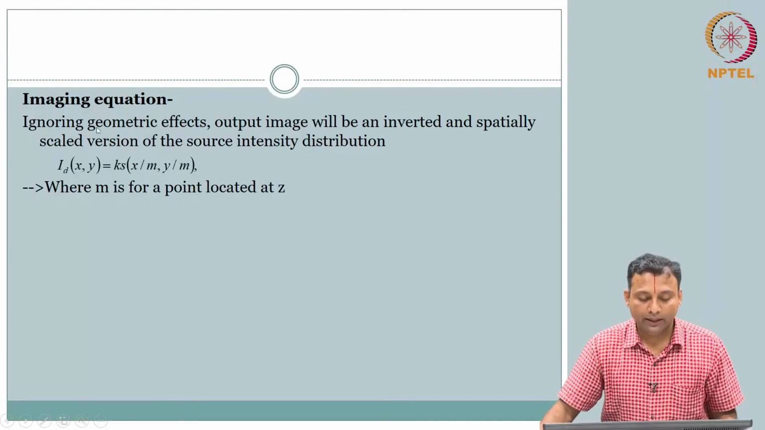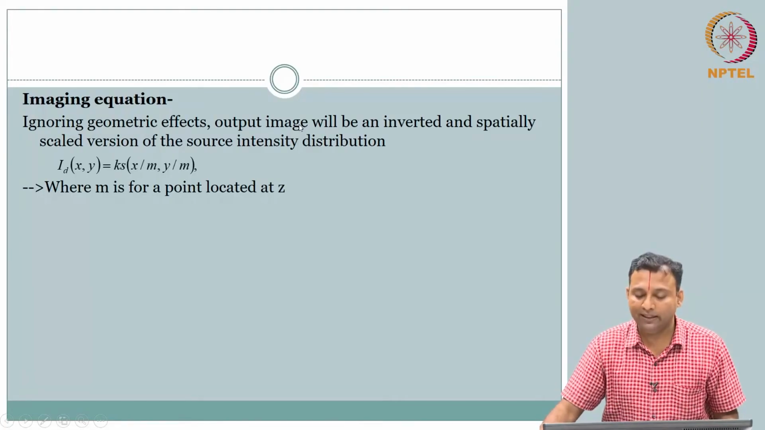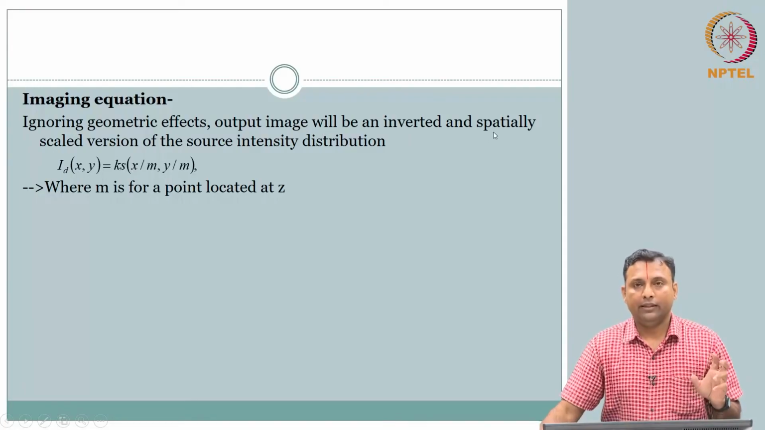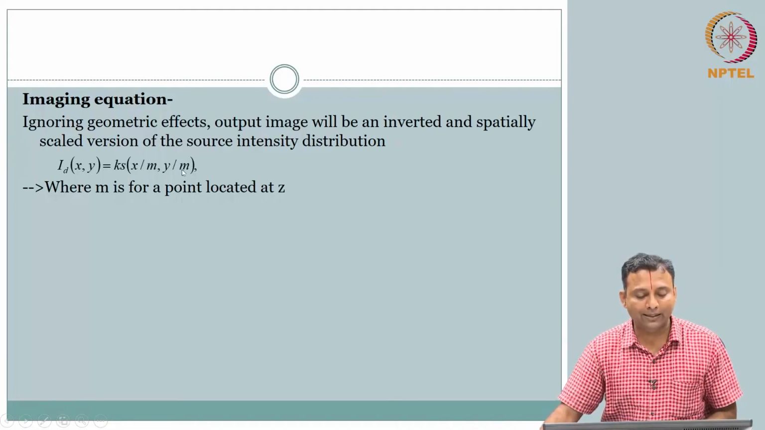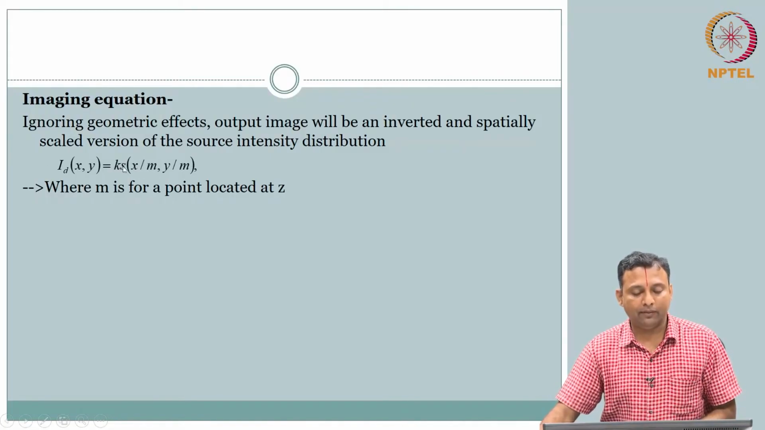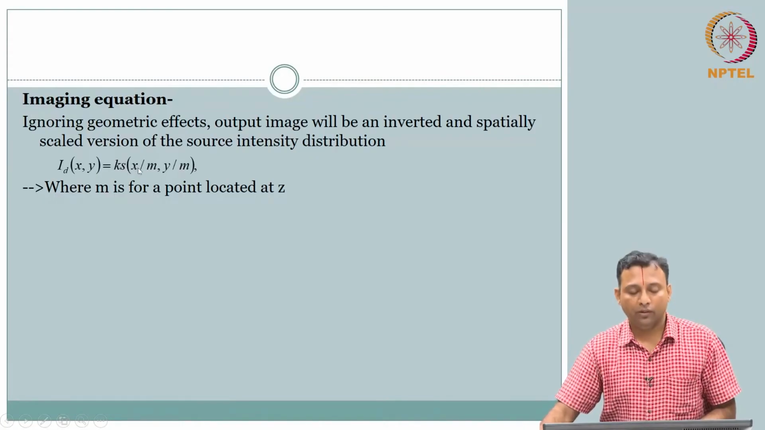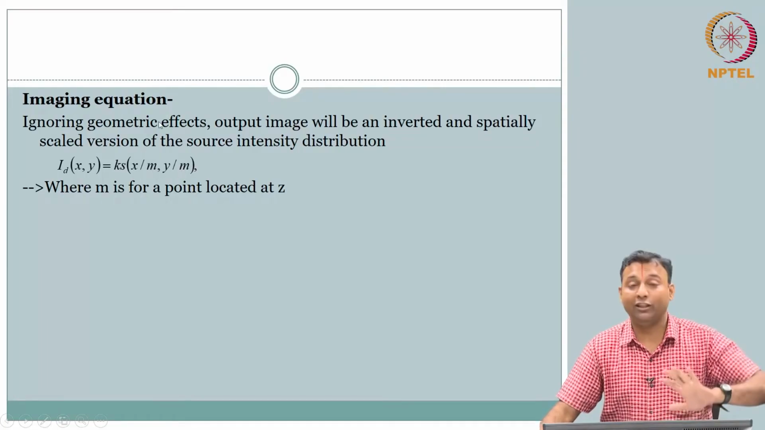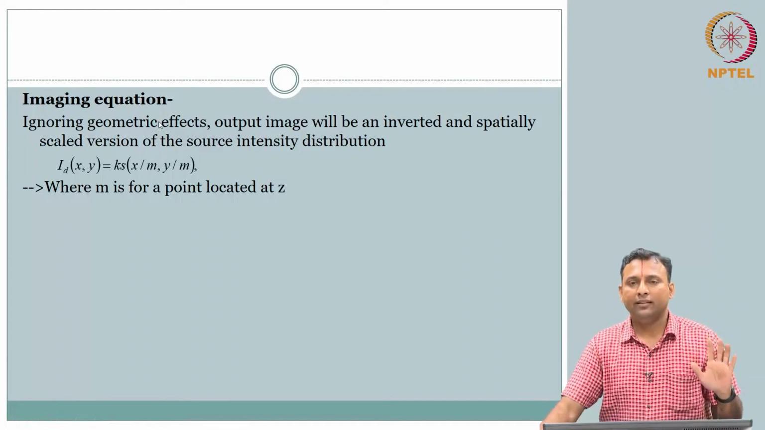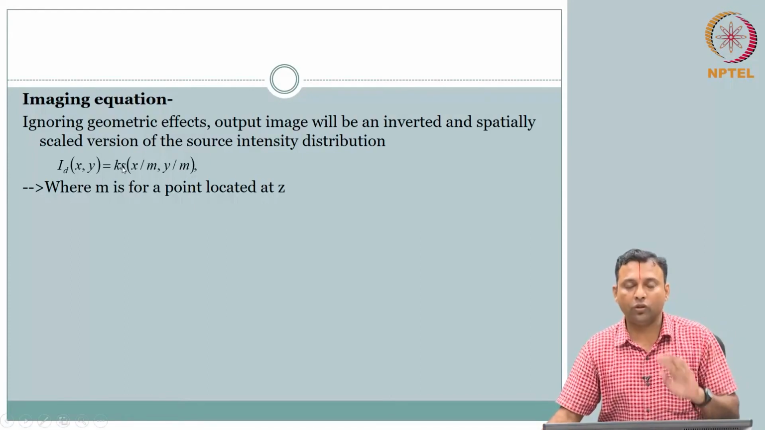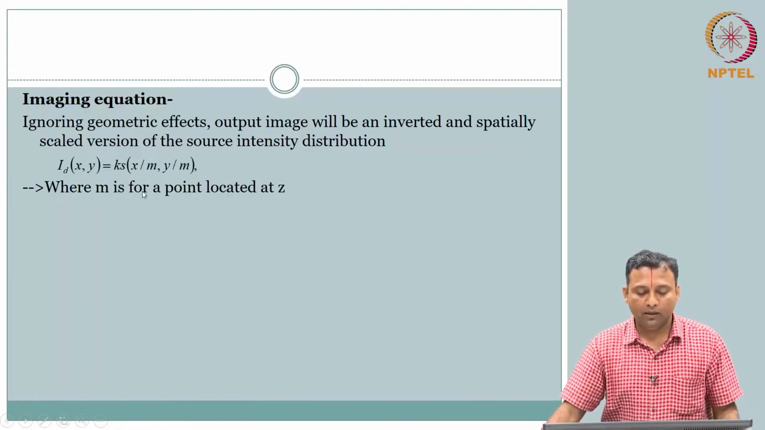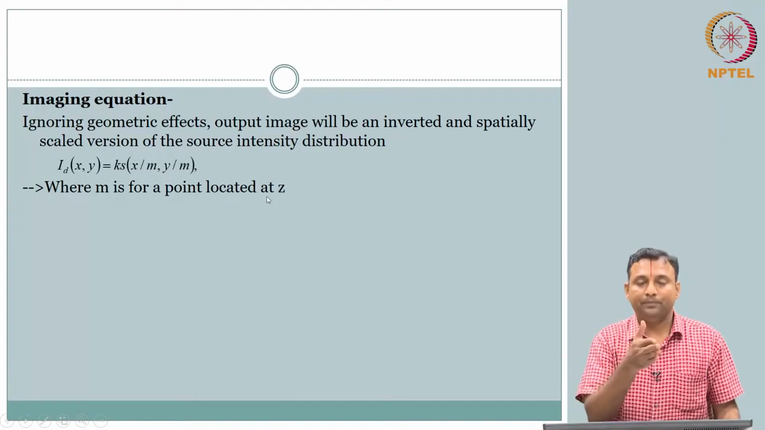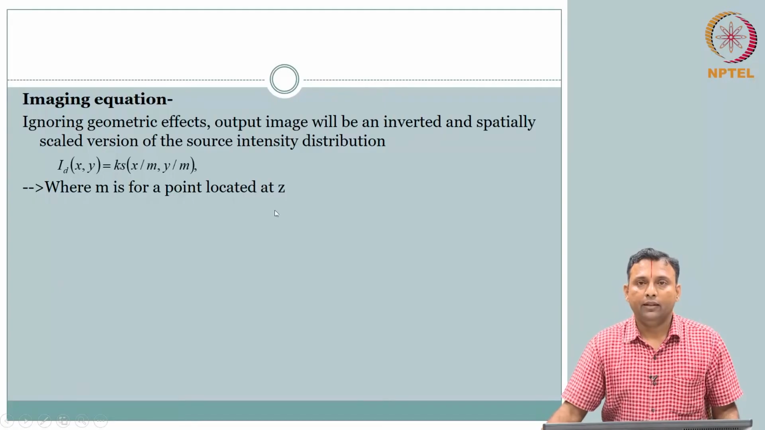First, ignoring other geometric effects, we already see it is an inverted spatially scaled version of your source intensity. That is what we saw. So you can write your I_D as an amplitude scaling K times your source, with this magnification incorporated: x by m and y by m. Nothing fancy. We have not incorporated the other effects that can come from the extended source idea. This is how your detector incorporates that, where m is for the point located along z, wherever. Okay, this is fine.